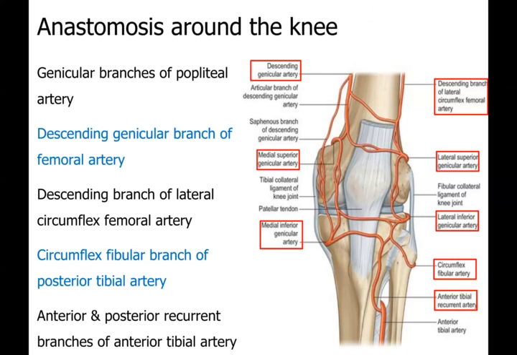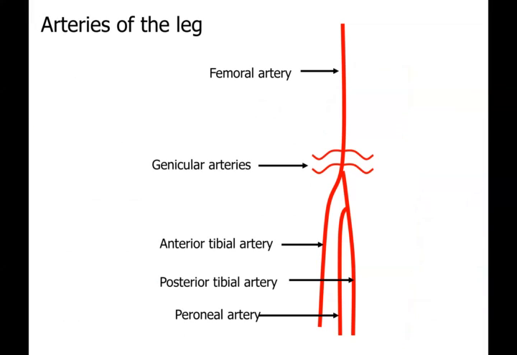Then this slide shows you the anastomosis around the knee joint. So you can see the vessels responsible. You don't have to remember all this. Just remember that there is an anastomosis around the knee joint. So this is a summary of the vessels in the leg. So go through this carefully.